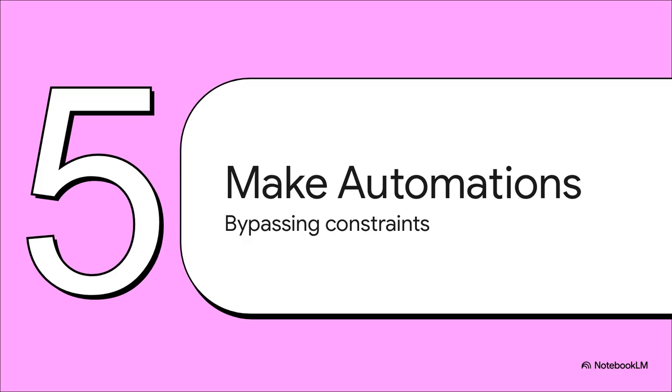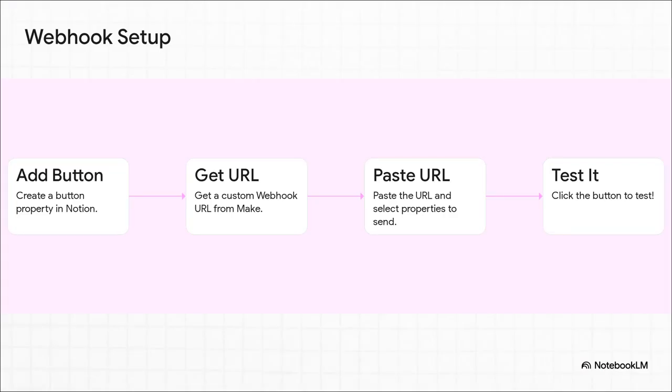Section 5, instant automations with Make. Let's bypass those constraints completely. By following this exact method laid out by the X-Ray blog, escaping those native limits only takes 4 simple steps. Step 1, you just add a button property in Notion and set the action to send webhook. Step 2, you jump over into Make, create a custom webhook module, and grab that unique URL. Step 3, back in Notion, you paste that URL in and use the checkboxes to select exactly which properties you want to send over. And Step 4, click it and test. Your data instantly beams straight over to Make.